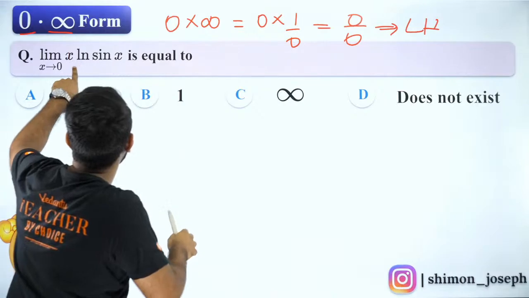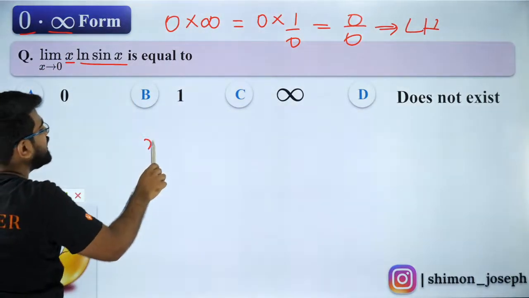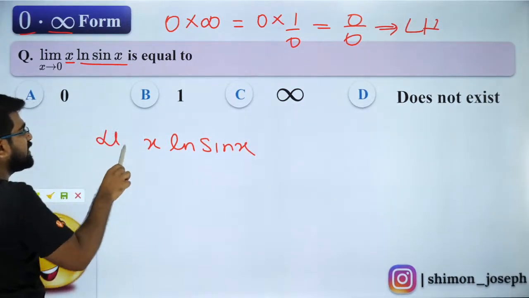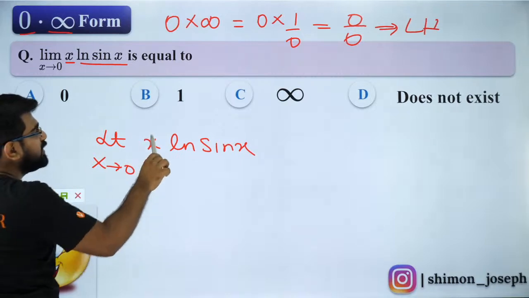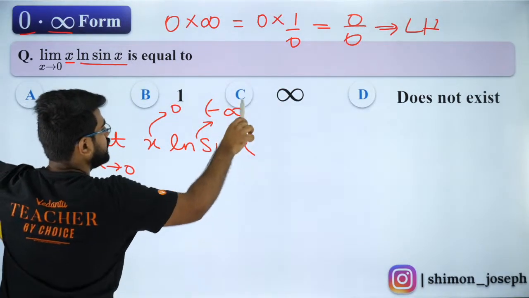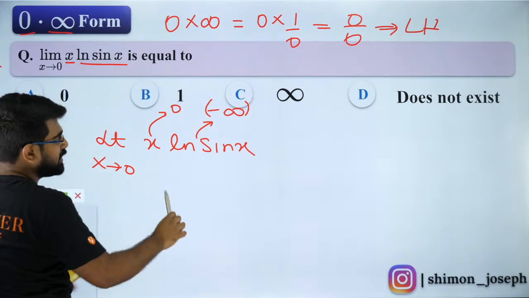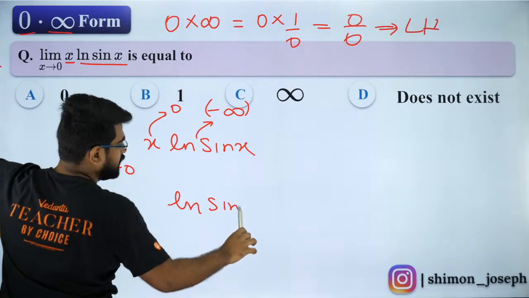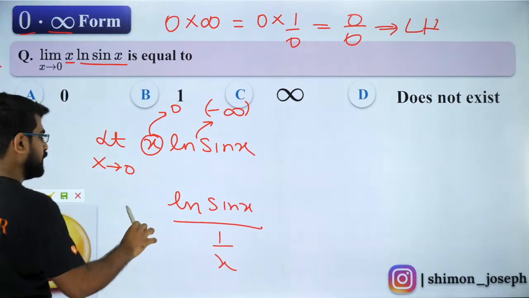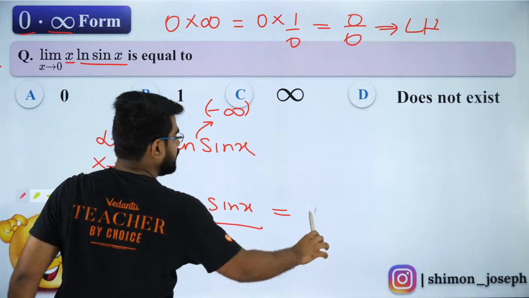So what I'll do is, I know x is 0, this is infinity. So I can write it as x into ln sin x as limit extending to 0. Now this tends to 0, this tends to infinity. In fact, minus infinity. Okay. So it's basically 0 into infinity form. So what I do is, I write it as ln sin x by this x, I will write it as 1 by x. So basically what I did is, I converted to infinity by infinity form.